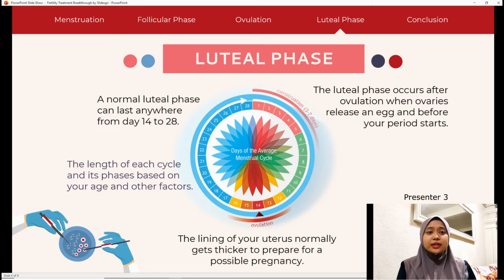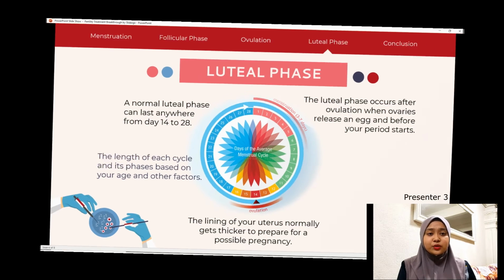The luteal phase occurs after ovulation, when the ovaries release an egg, and before your period starts. The lining of your uterus normally gets thicker to prepare for a possible pregnancy. Every woman's menstrual cycle is unique. The length of each cycle and its phases is based on your age and other factors. A normal luteal phase can last anywhere from day 14 to 28.